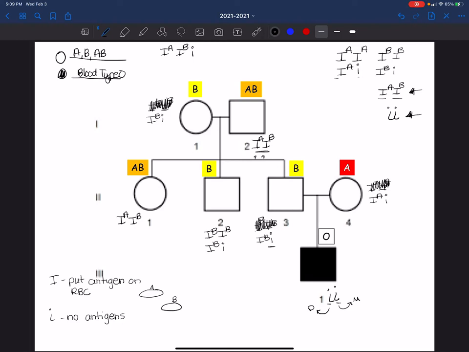Okay? So then we look at person number 2. And we look at it, is it possible that they could be I^B I^B, or I^B little i? Well, we don't know which one they would be. And so if we did the Punnett square crossing our parents, we would see that there'd be a chance for them to be the homozygous genotype and the heterozygous genotype. So we have to leave this person as they are. Now, if generation 2, number 2, had children and the children had blood type O, then we could figure out their genotype.